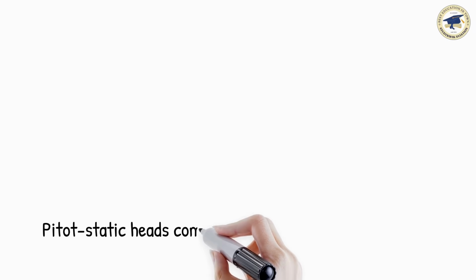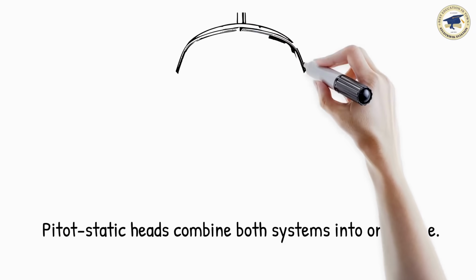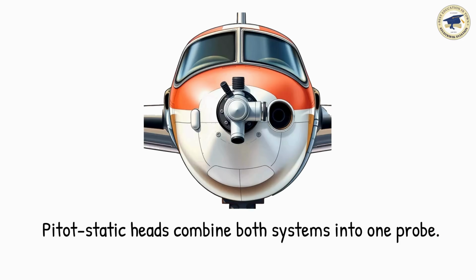Now let's look at pitot-static heads. In many aircraft, the pitot and static heads are combined into a single probe called a pitot-static head. In this setup, the static tube surrounds the pitot tube. Both systems stay separate. Each one has its own pressure line feeding its own instruments.